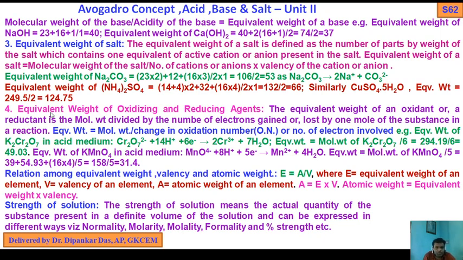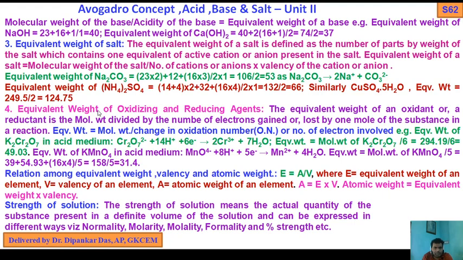Next, equivalent weight of oxidizing and reducing agents. The equivalent weight of an oxidant or a reductant is the molar mass or molecular weight divided by the number of electrons gained or lost by the mole of the substance in a reaction. So equivalent weight equals molecular weight by change in oxidation number or number of electrons involved in the reaction.